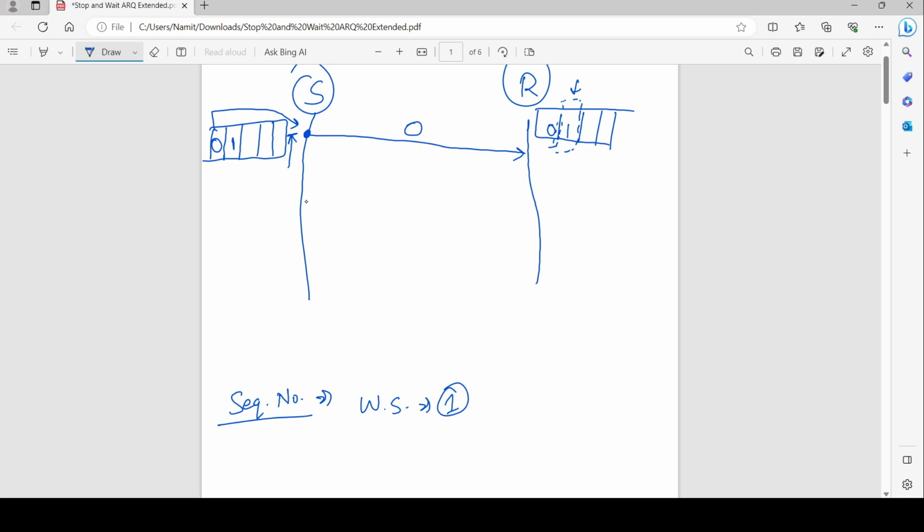Now the receiver is expecting the next sequence number. The next sequence number is 1. So it would not send acknowledgement for 0, it is sending acknowledgement 1, like this. What it means by this acknowledgement is that I have received whatever you have sent to me, and now I am expecting the sequence number 1. Now what happens at the sender's end? Earlier the window was at 0, now the window would move from 0 to 1, like this.